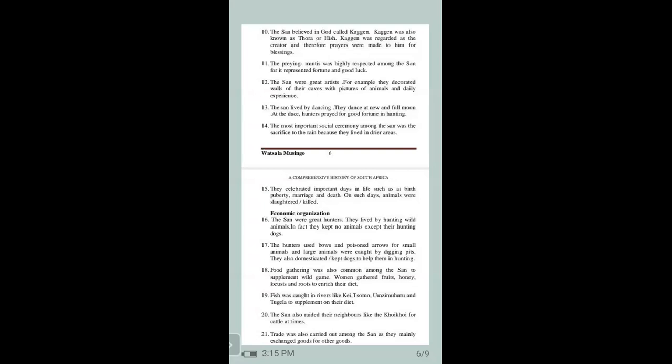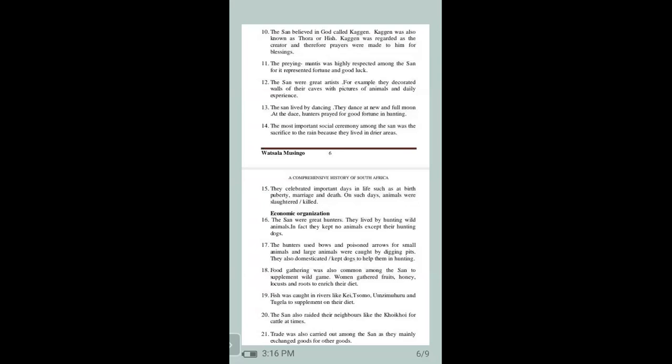Number 15 is they celebrated important days in life, such as birth, puberty, marriage, and death. On such days, animals were slaughtered. So these days were celebrated. It's like introducing these people into another stage of life. Just like when a baby is born, they celebrate. When you enter puberty, and still in Uganda, I guess there are some people, when you clock 13, that's a journey into your teenage years. Clocking 20, they celebrate, you're now going into adulthood. And death, they used to celebrate these events.